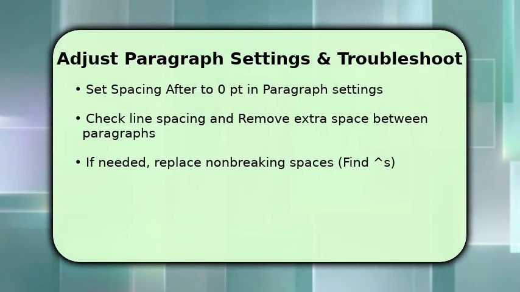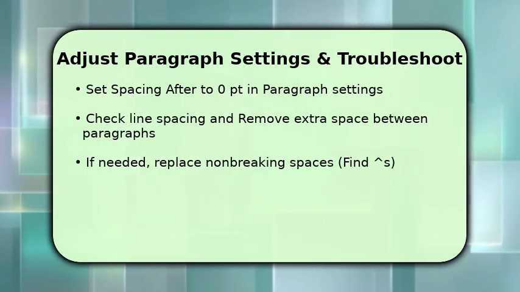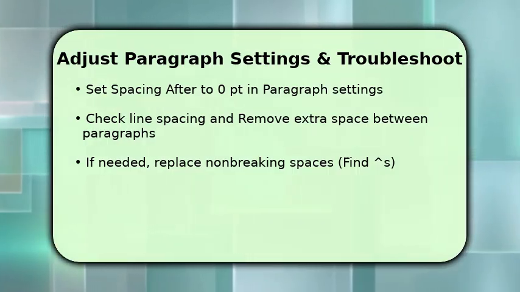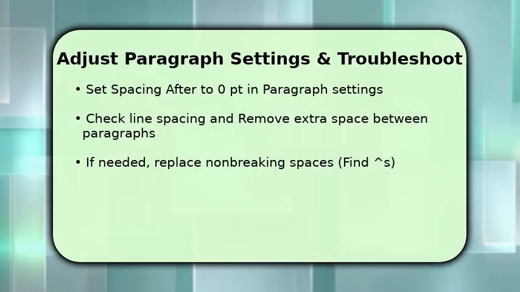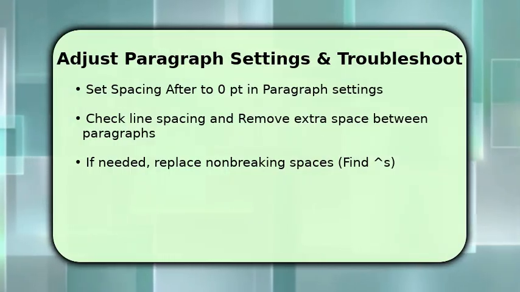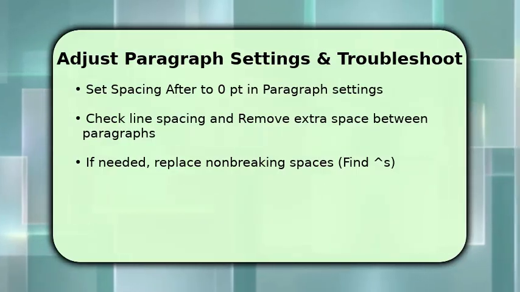Once spacing characters are corrected, fix paragraph spacing. Select the text or press Ctrl+A, open paragraph settings, set spacing after to 0 pt, and choose single line spacing so sentences sit tightly. If gaps persist, replace non-breaking spaces by finding S and replacing with regular spaces. Finally, save and recheck the document visually.